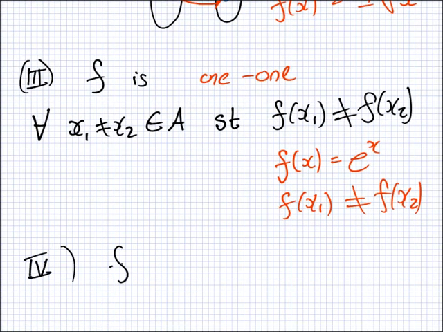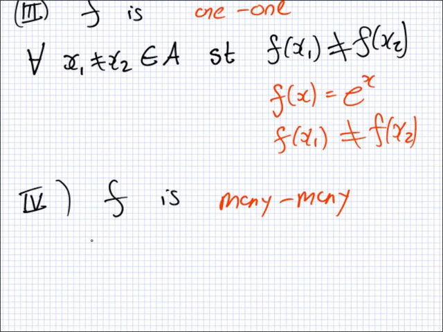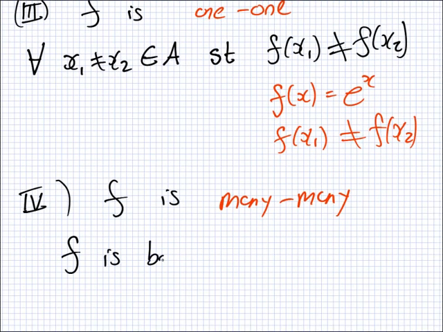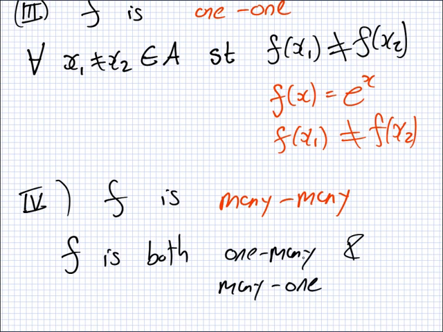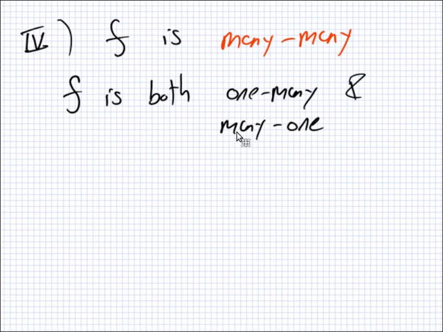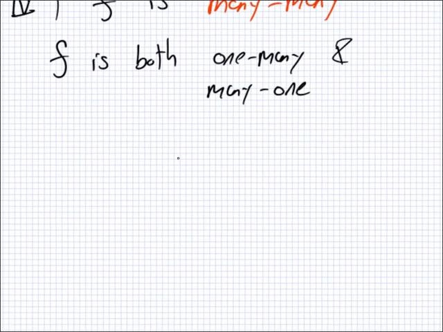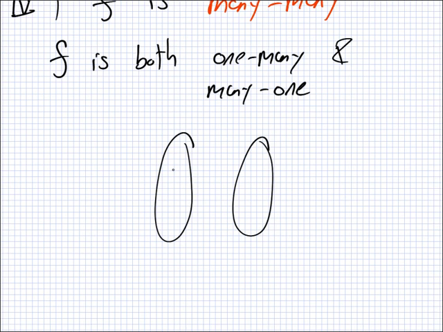And number 4, what's the last one I have to do? f is many-many. So that just means f is both one-many and many-one. It is both. So it would look like this. You would have 1 point that would go to 2, and you also have 2 points which would go to 1.